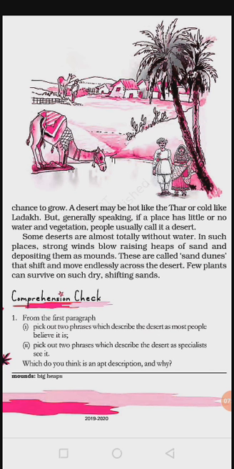What happens in the deserts, in such a wasteland? The strong winds blow and make heaps of sand and deposit them as mounds. Heaps means piles. These are called sand dunes. See, they shift and move endlessly across the deserts. Few plants can survive on such dry shifting sand.